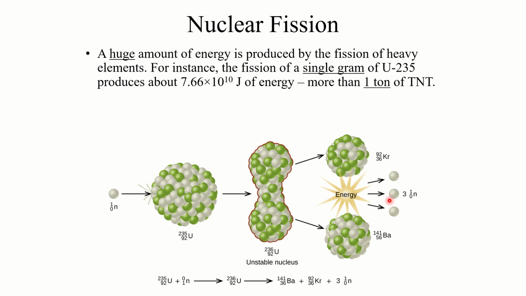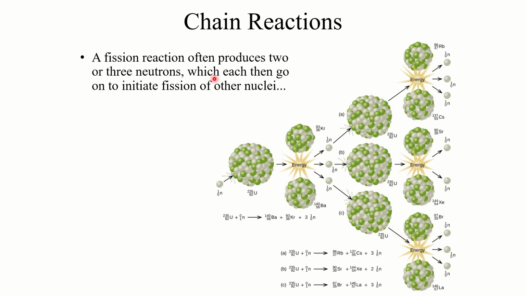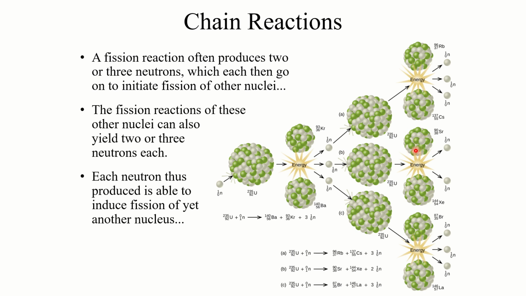Now, what is very helpful here is that a huge amount of energy is produced by the fission of heavy elements. For example, the fission of a single gram of uranium-235 produces about 7.66 times 10 to the 10th joules of energy, more than 1 ton of TNT. Now, these fission reactions often produce 2 or 3 neutrons, which each then can go on to initiate fission of other nuclei, leading to a chain reaction. And these chain reactions basically can be very useful for the production of, preferably, energy.